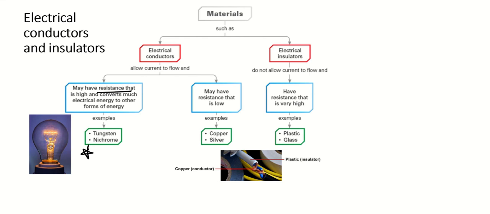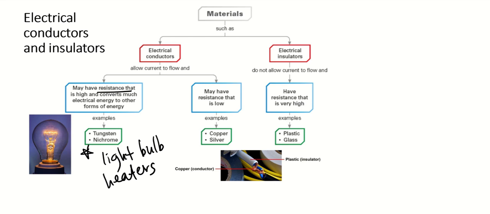Tungsten and nichrome are used in a light bulb and also heaters. The purpose is we want the electrical energy to be converted to other forms of energy, like light and heat energy. So when I have tungsten and nichrome that is high in resistance, the electrical energy that the current is helping to transport will actually be converted to heat and light energy.